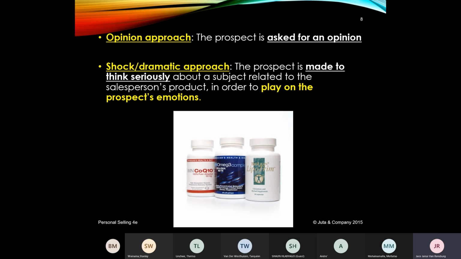Part of what you're doing when you use this particular approach is you want to play on the emotions of the prospect. For instance, the products that you see in the image there are all products that in combination are going to help you manage your weight in a healthy, natural manner, because it's all natural products.